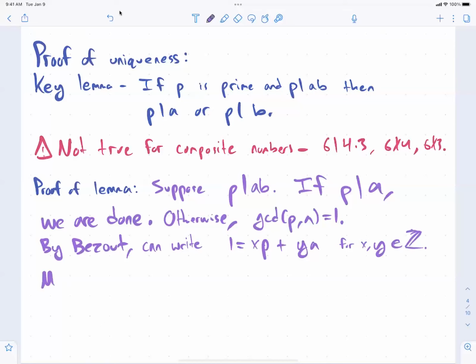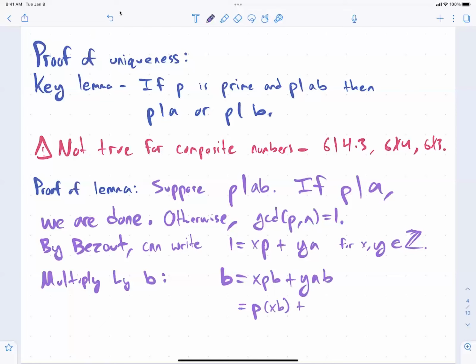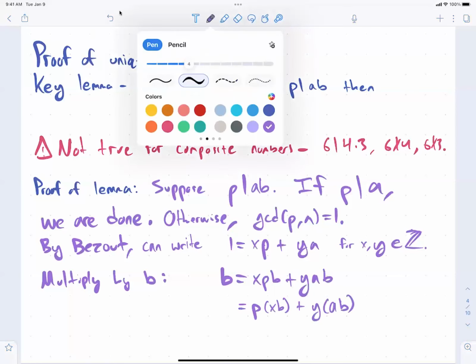So let's just multiply this equation by B, both sides. On the left, we just get B, so B times 1 is B. On the right, we get XP times B plus Y times A times B. Okay, and then I'll write that right-hand side as P times XB plus Y times AB.